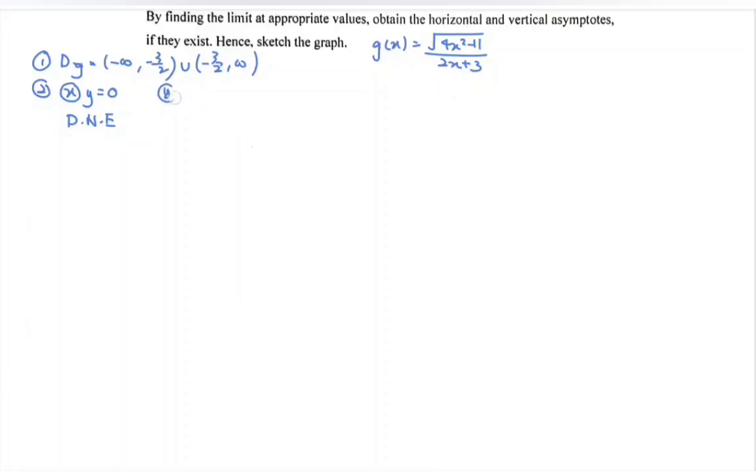Next, find the y-intercept when x is equal to 0. If we substitute, we notice that y is equal to 1 over 3. So here we have the coordinate (0, 1 over 3).